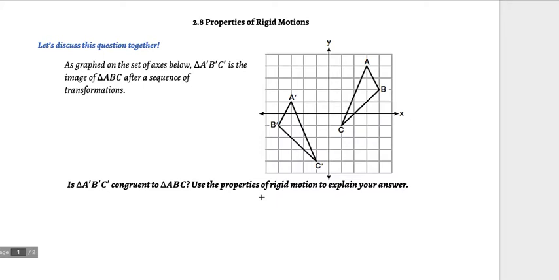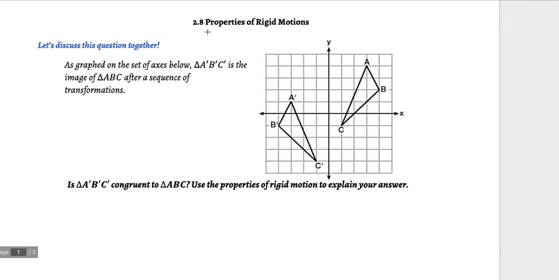Whenever you talk about congruence between triangles, probably your first reaction is, can we use those 5 methods we discussed before? Yes, definitely you can. However, it doesn't apply to this situation because the question asks us to use the properties of rigid motion to explain your answer. So instead of figuring out SAS, SSS, those kinds of methods, we need to think about what kind of rigid motion I can apply to triangle ABC in order to get the new location of A prime, B prime, C prime. So what do we do here?